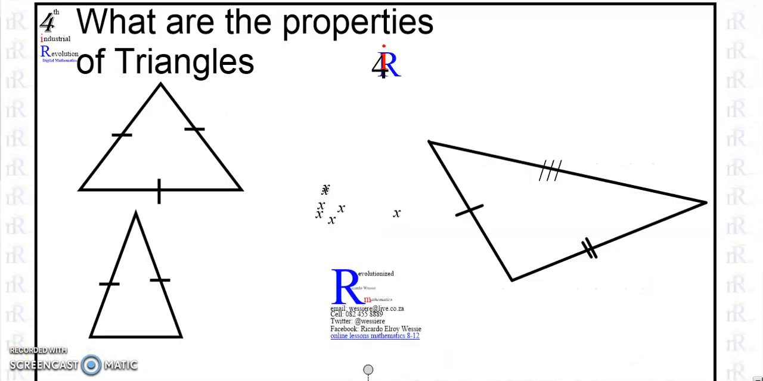Our next 3 triangles are an equilateral triangle, an isosceles triangle, and a scalene triangle. In a scalene triangle, none of the sides are equal in length. None of the angles are the same size. Angles add up to 180 degrees.